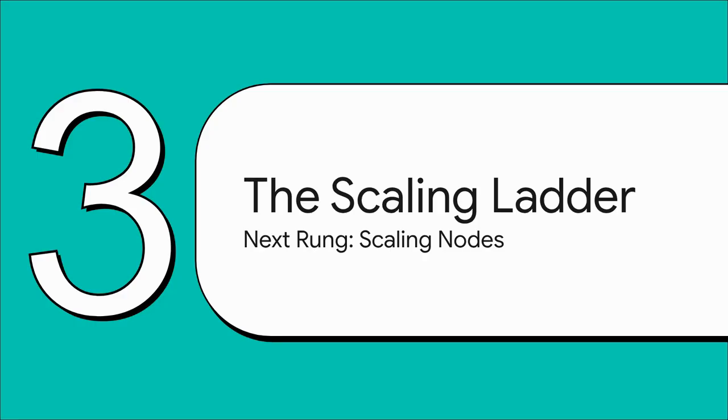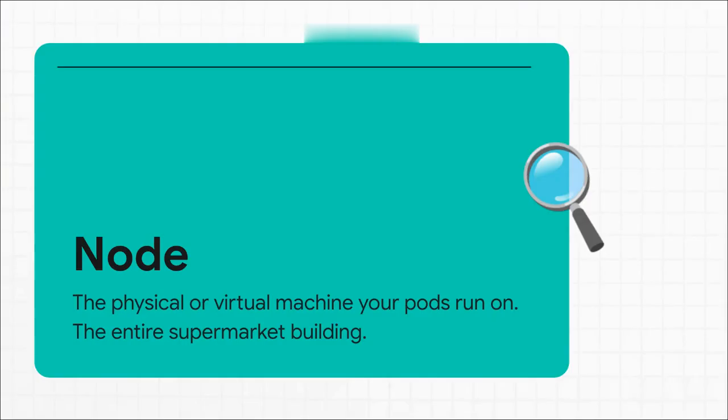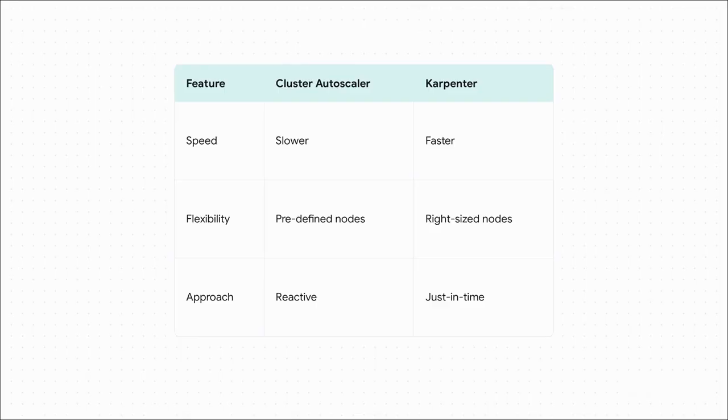See, this isn't about adding more copies of the app anymore. This is about adding more of the underlying infrastructure, just more raw power. A node is the actual server. It could be a physical machine or a virtual one where all your pods live. So, to stick with our analogy, if the pods are the cashiers, the node is the entire supermarket building. If you want to add more cashiers, you might eventually need to build a whole new extension to the store. And to automatically expand our supermarket, we have a couple of tools. The classic one is the cluster autoscaler, which adds predefined types of servers.